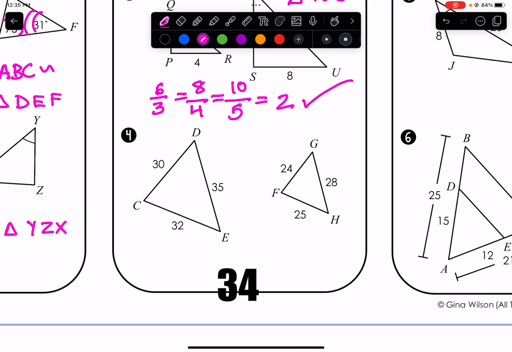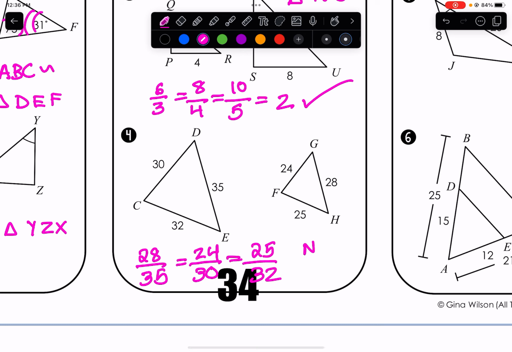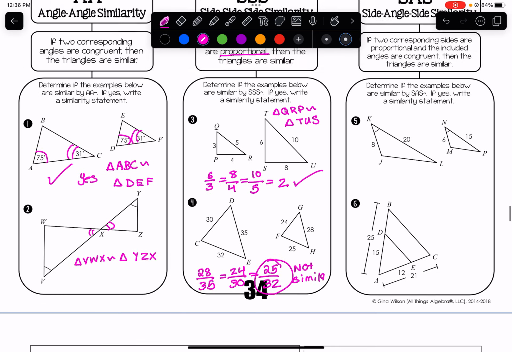So again, same thing. I would have to be able to say that 28 over 35 is equal to 24 over 30, which is equal to 25 over 32. You can use your calculators to look at them as decimals. So the first one is 0.8. Second one is 0.8. Third one is not 0.8. So these are not similar because the ratio is not the same. This one is not the same as the other two, so it is not similar shapes.